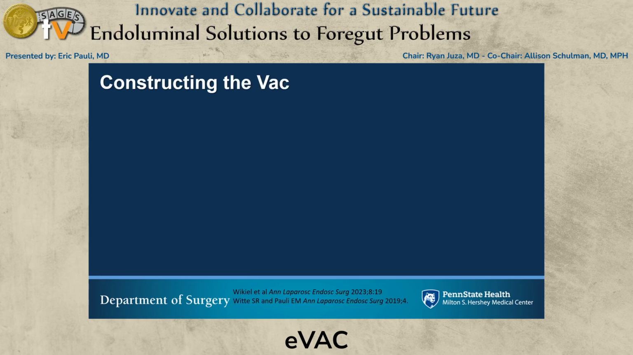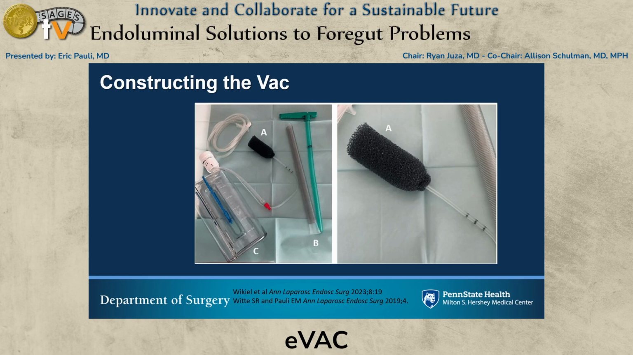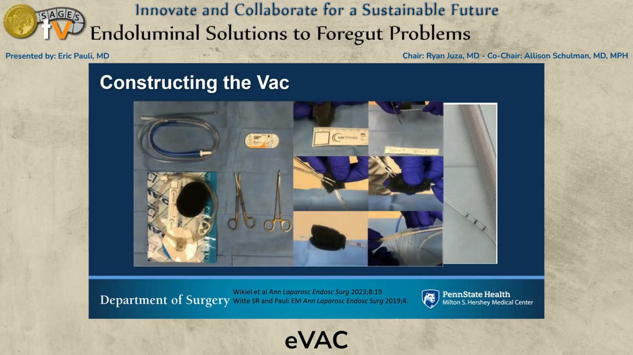The problem with this is that you have to make it. If you're outside the U.S., in Europe in particular, there are commercially available versions of this for upper and lower endoscopy, but here in the U.S., we have to make it ourselves, and so you'll need a nasogastric tube, some suture, and some black granufoam. There are a variety of papers that can explain to you very detailed steps on how to make it.